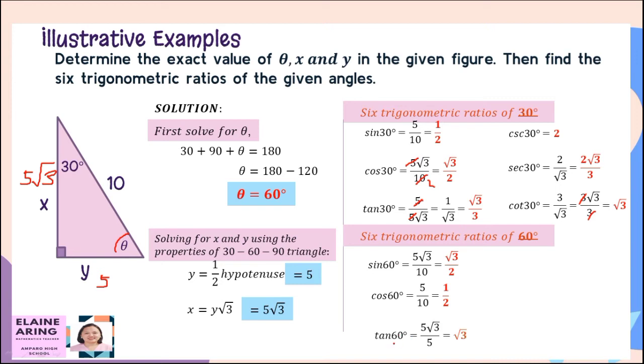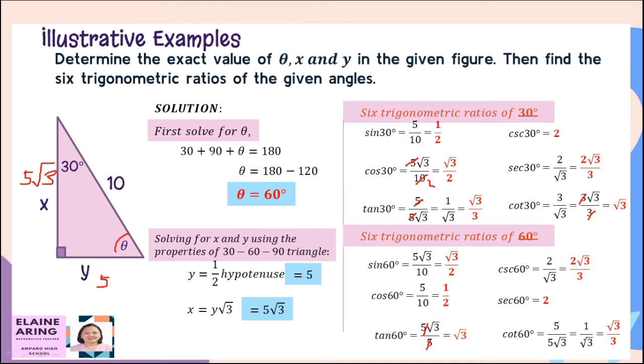Next, si tangent is opposite over adjacent. So, 5 square root of 3 over 5. So, cancel na to. Ang natira na lang is square root of 3. Cosecant, babalik na rin na to. So, this will become 2 square root of 3 over 3. Secant 60. Okay, reciprocal ni 1/2 is 2. And cotangent 60, reciprocal na to, or kabaliktaran. So, we have 1 over square root of 3.